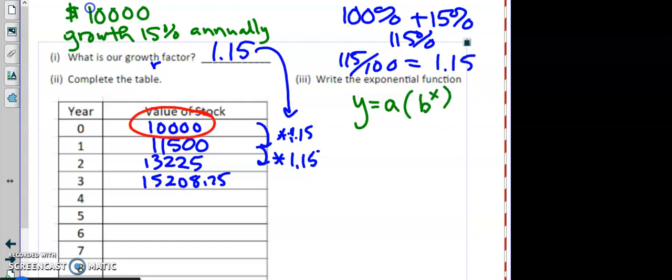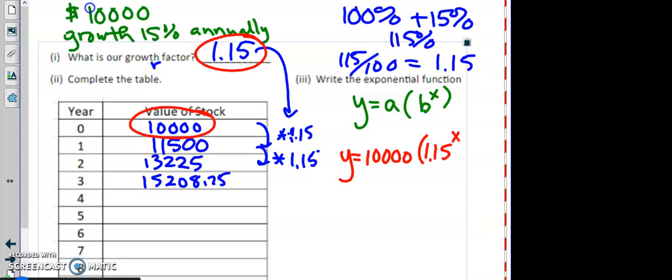The a value is 10,000 and the b value is 1.15. So the equation is y is equal to 10,000 times 1.15 raised to the x. So if I had this investment, which would be a phenomenal investment, and I wanted to figure out how much my $10,000 would be worth in 20 years, I could put in 10,000 times 1.15 raised to the 20th power, and that would tell me approximately how much money that $10,000 would be worth in 20 years.